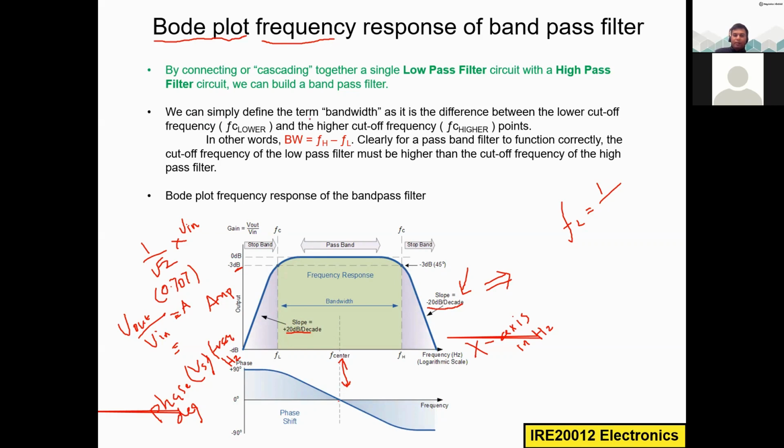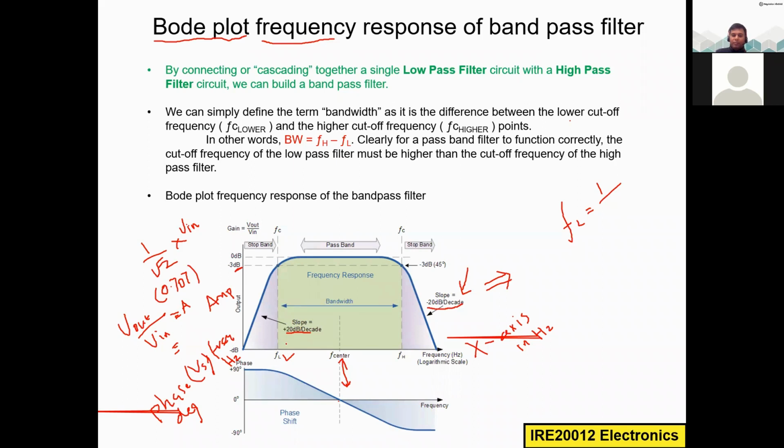Here we can simply define the term bandwidth. This is the bandwidth: the difference between the lower cutoff frequency, that is this one FL, and the higher cutoff frequency. This is the definition. In other words, BW, the bandwidth, is equal to FH minus FL. You may have some problems finding the cutoff frequencies of a band pass filter and the bandwidth, but this is a very straightforward formula. It's not very complicated.